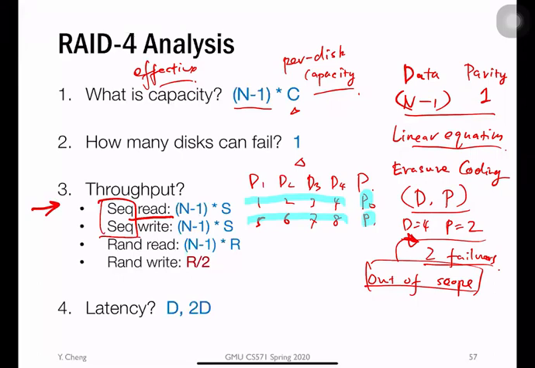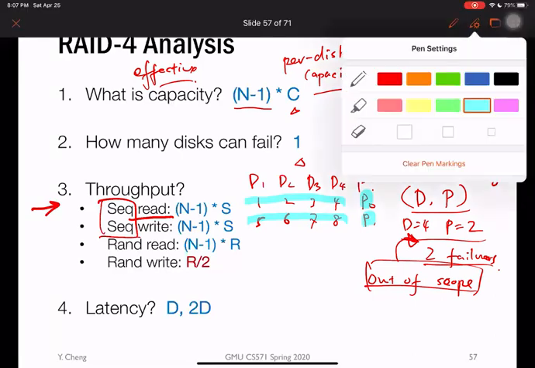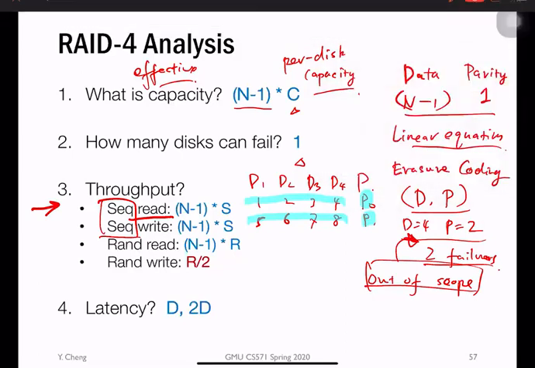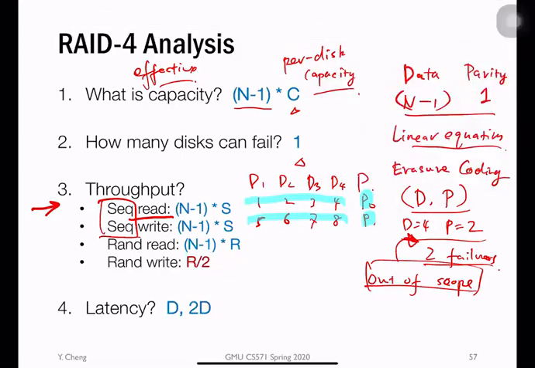There's a more detailed description of the reasoning behind this performance analysis in the textbook. Definitely read the textbook, okay? It's really important to read the textbook for this chapter on RAID, the working mechanism and the performance and reliability analysis part, to get a deeper understanding. For random read, it's easy to understand. It's n minus 1 times R, because you have only n minus 1 disks contributing to the read performance.